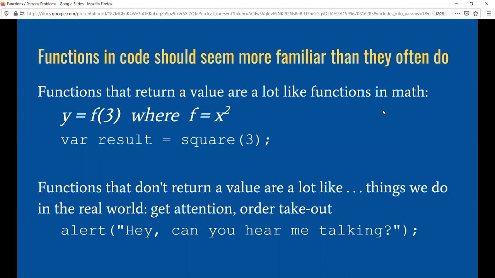We have two kinds. Functions that return a value are an awful lot like functions in math. We talk about them a little differently. If we solve for y in the case that's on the screen here, where f is a function of x, a function whose value is x squared, so if we solve for y, f of 3 is 9.